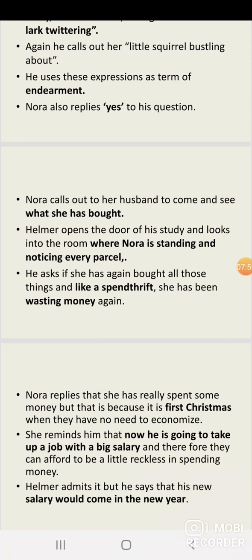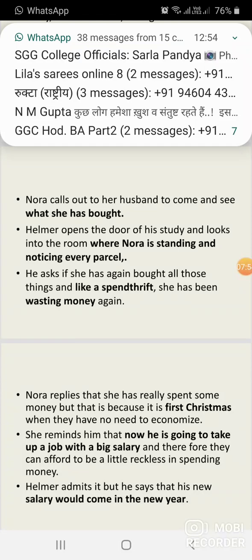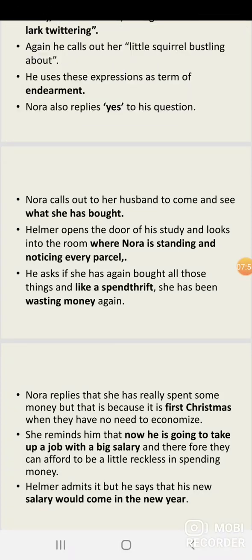She also reminds him that he is going to take up a job with a big salary, and therefore they can afford to be a little reckless in spending money. Now he is going to become a big boss, and he will get a big salary in the new office. So why worry about spending money? They can spend much more money.